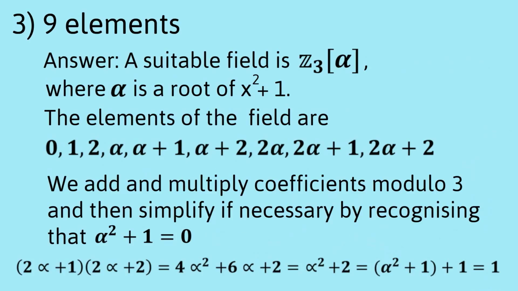So this little trick here ensures that when we multiply any 2 elements, we make sure that the result is one of the elements of the field.